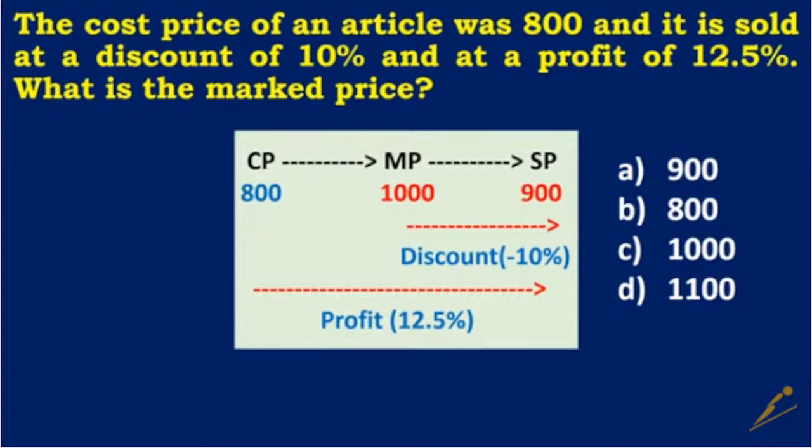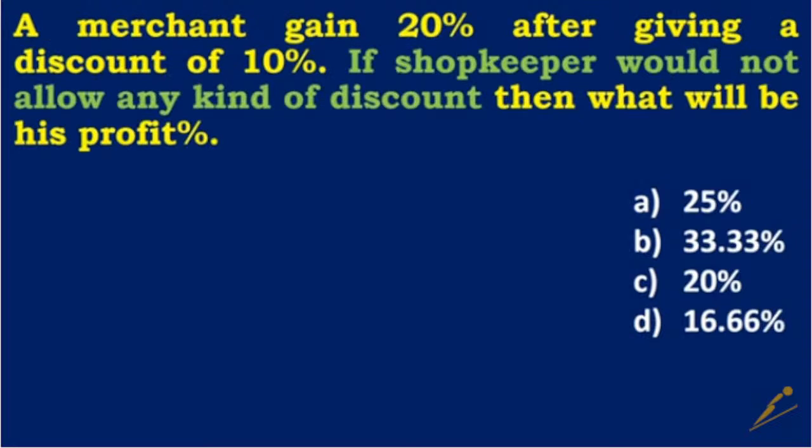The selling price of the article is the sum of 100 and 800, which is 900. To calculate the marked price from the selling price with a 10% discount, divide 900 by 0.9, which equals 1000 rupees.